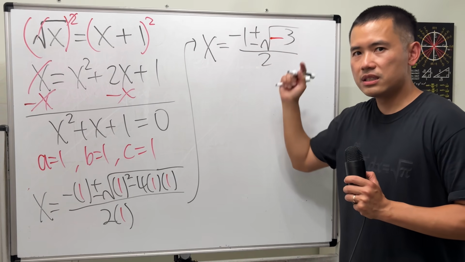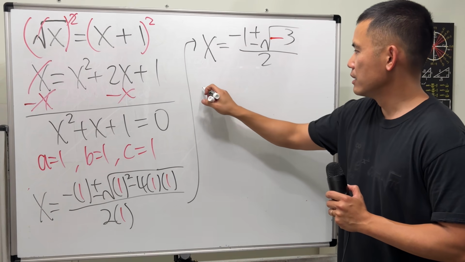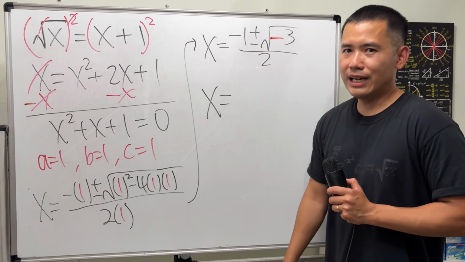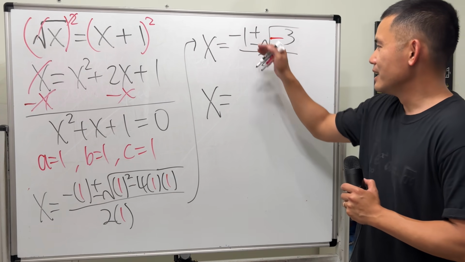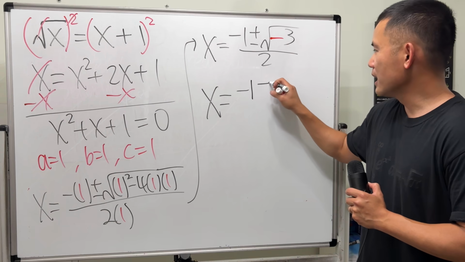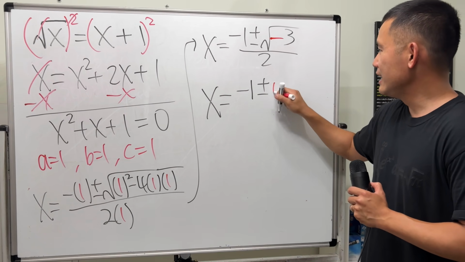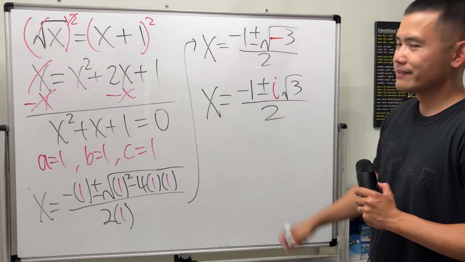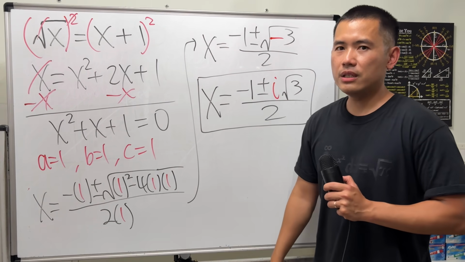We have a negative inside the square root, so we will get the i, right? So I'll put the i right here. x is equal to, in fact, not only do we have complex solutions, we actually have two complex solutions. The first one is negative 1 plus, and the second one is the one with minus, and then the i, and then square root of 3, and then over 2. These are the complex solutions for this equation.